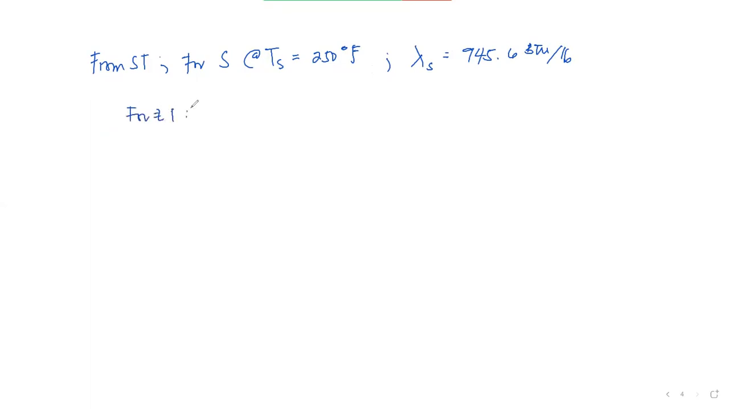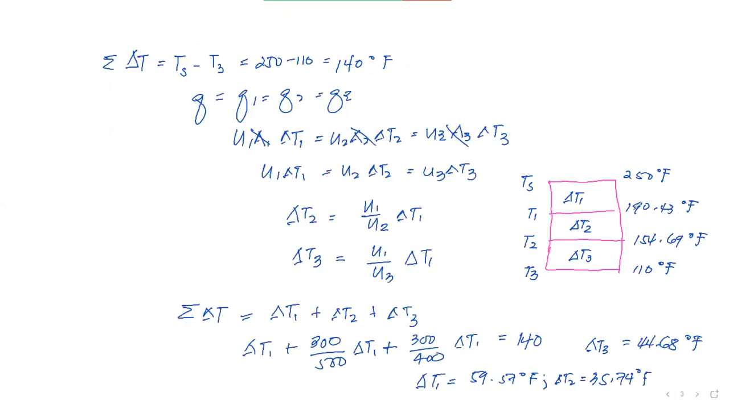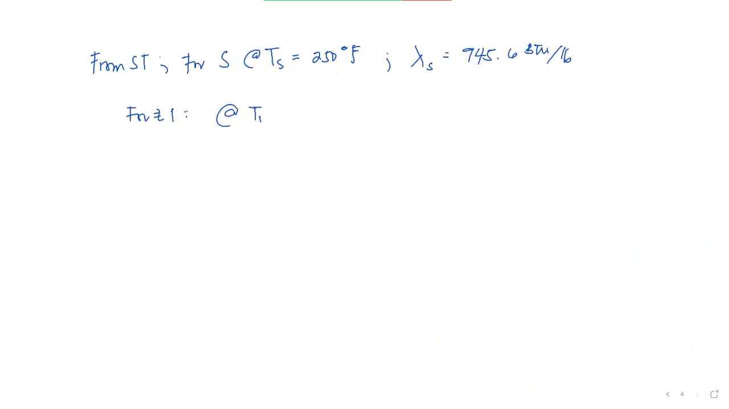Now, for the vapor in the first effect, for effect 1, you will use the T1. The T1 from where? From the temperature distribution diagram, which is 190.43, to get the H1. That's the saturated vapor enthalpy, the answer of which is 1142.26 BTU per pound.